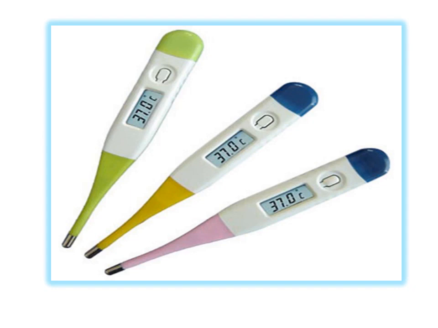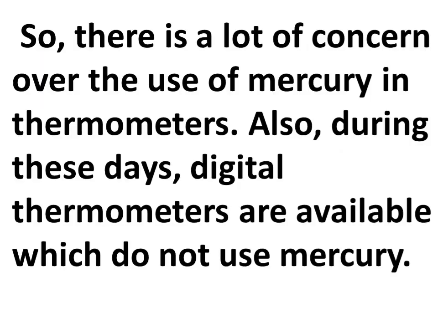This is the picture of a digital thermometer. You must have seen it in your homes also if you have one. This thermometer shows 37.0 degrees Celsius, which means normal body temperature. If someone has measured and this temperature is coming, that person is not suffering from fever. There is a lot of concern over the use of mercury in thermometers. Also, these days digital thermometers are available which do not use mercury. So the digital thermometers which I show you right now don't use mercury, because mercury is poisonous.